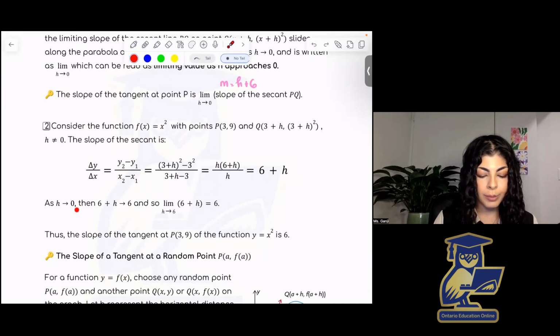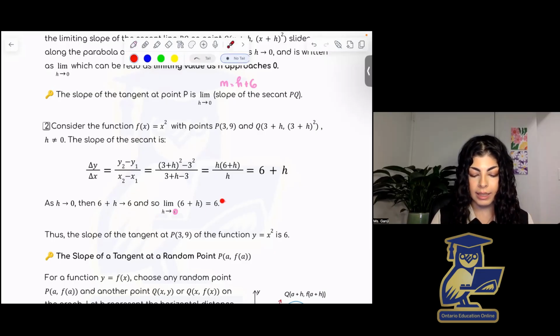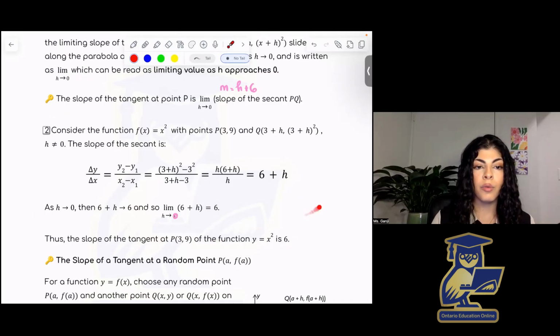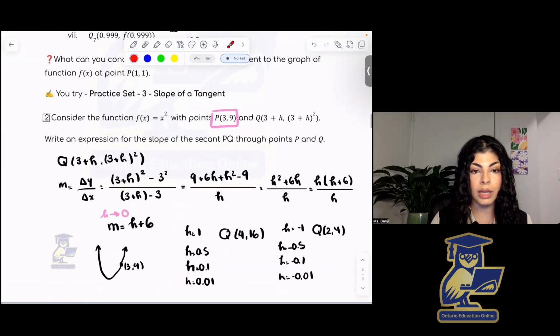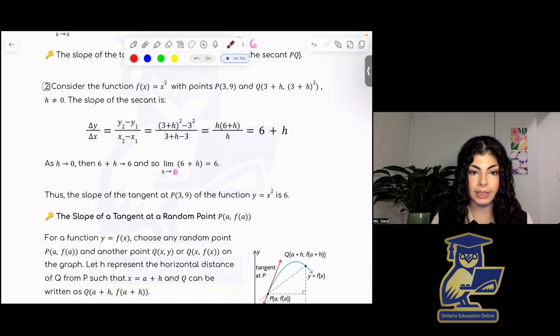And so as h approaches 0, 6 plus h approaches 6. And so the limit, oh, this should be a 0 there. The limit here will be just 6. And so we can conclude that the slope of the tangent at 3, 9 of the function y equals x squared is 6. And so this over here would be your complete solution. And you can see it's much more minimized since we're using mathematical language and not explaining our solution like we did up here. And we still got that same answer of 6.